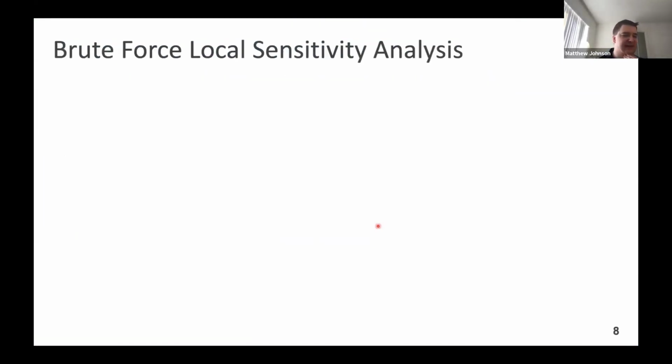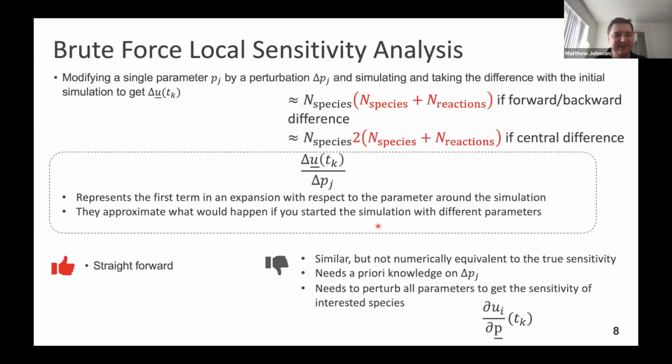Now the first method, we discussed this one not necessarily because we recommend it, but because a lot of people use it in literature, so it's worth talking a little bit about. There are some people in literature that swear by this approach, which is very simple: you take each parameter, you perturb it by some perturbation, and then you simulate the mechanism, and you compare it with the simulation without this perturbation to get a delta U at that time point, and then you can compute delta U over delta P. This is a very straightforward way to do it.